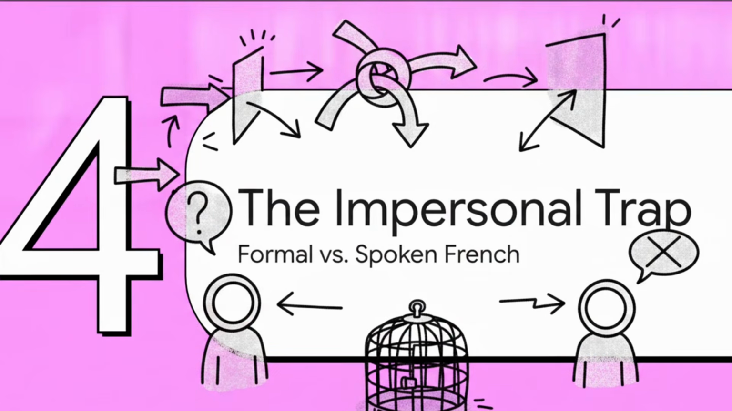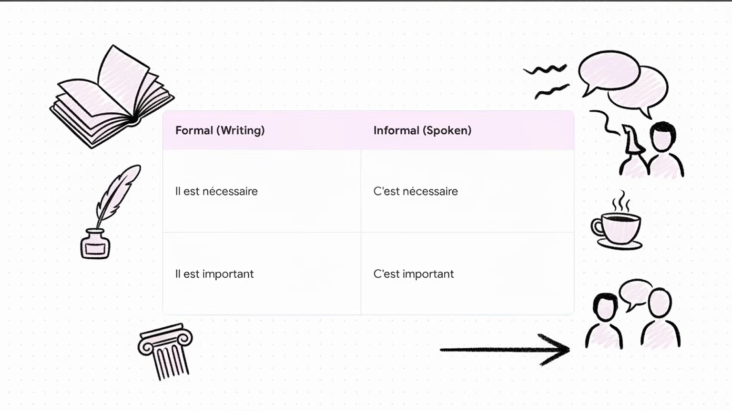Moving on to section 4, let's talk about the impersonal trap, which is basically the difference between formal and spoken French. There's actually a fascinating divide between textbook French and the natural French you'll hear people speaking on the streets of Paris. Grammatically speaking, il est nécessaire is the formal, strictly by-the-book way to express an impersonal necessity. But in real life, everyday spoken French, people will almost always just say c'est nécessaire. It's so much more relaxed and natural for casual conversation.